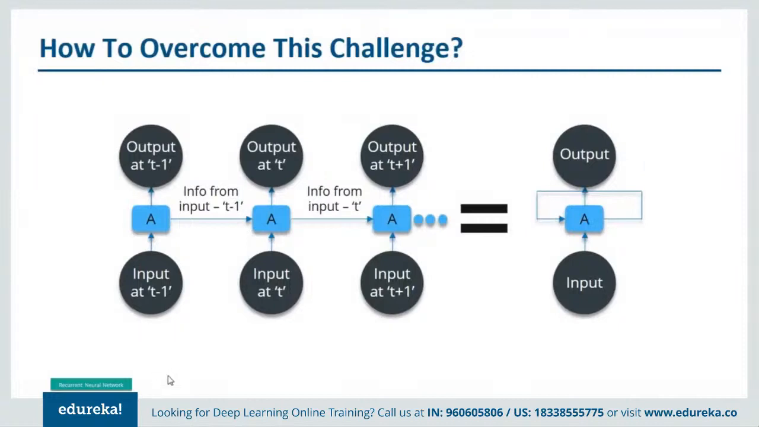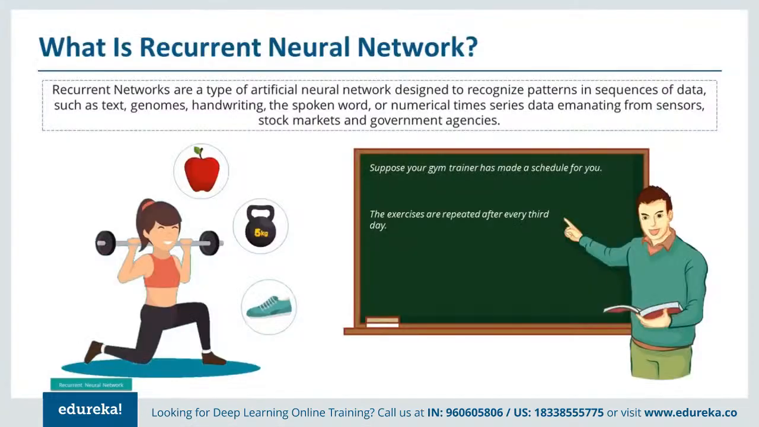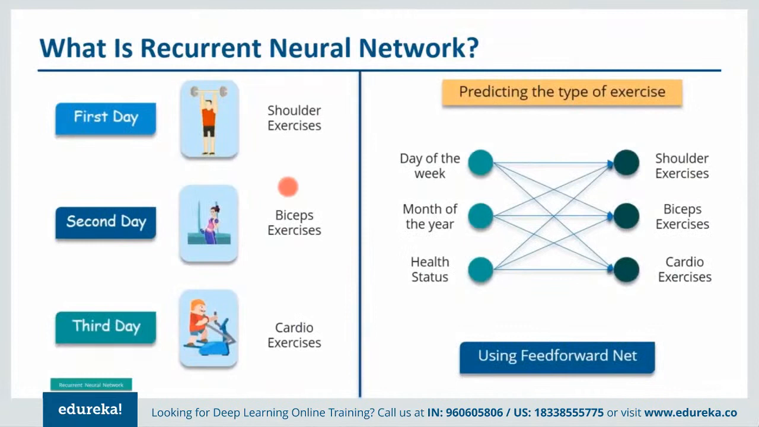Now let us understand what exactly are recurrent neural networks. For understanding recurrent neural networks, I'll take an analogy. Suppose your gym trainer has made a schedule for you. The exercises are repeated after every third day. Now this is the order of your exercises. First day you'll be doing shoulders, second day you'll be doing biceps, third day you'll be doing cardio. And all these exercises are repeated in a proper order.